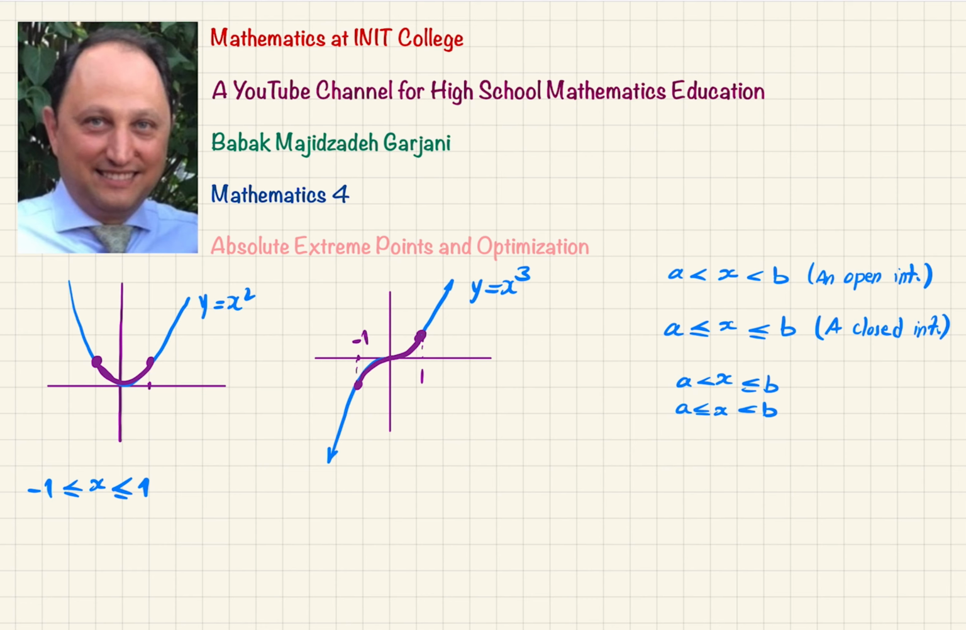If I limit myself. Now if I ask you, is there any absolute maximum for this function? You would say yes, this is the highest point on the graph. And if I ask you, is there any absolute minimum for the function? You would say yes, this is the lowest point on the graph. So the absolute maximum is 1, and it happens when x is 1, and the absolute minimum is -1, and it happens when x is equal to -1. Yes? So this is crucial.